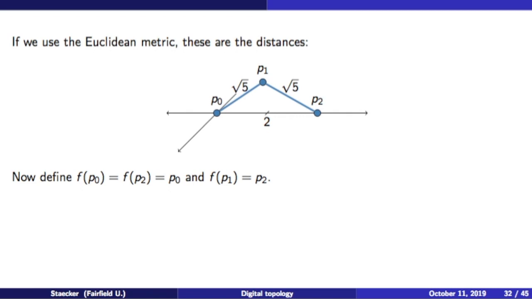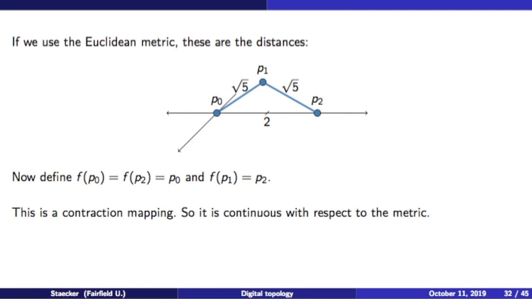This does satisfy the contraction condition that's used in the Banach fixed point theorem. If you just look at all of these distances, they all decrease when you apply this function. So this root 5 becomes 2, which is less. And this 2 becomes 0, which is less, all right? So this is a contraction mapping. So it's continuous with respect to the metric on Z5, the standard Euclidean metric. But it's not continuous as a digital function because P1 is going to P2, and that means this adjacency will be broken when you do the function, all right? So it is continuous using the metric, but it's not continuous using the digital structure.